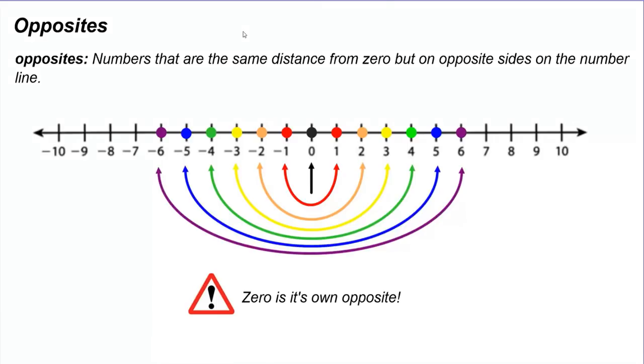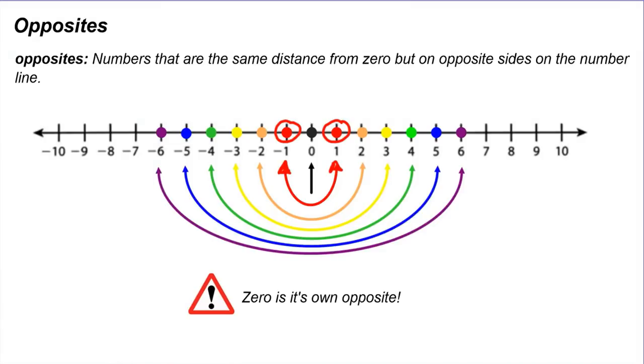And then as we work out in our integers, we've got -1 and +1 right here. Here's 1 and here's -1. And you'll see that these are the same distance from 0. They're both 1 unit from 0, but on opposite sides. So we say 1 and -1 are opposites.